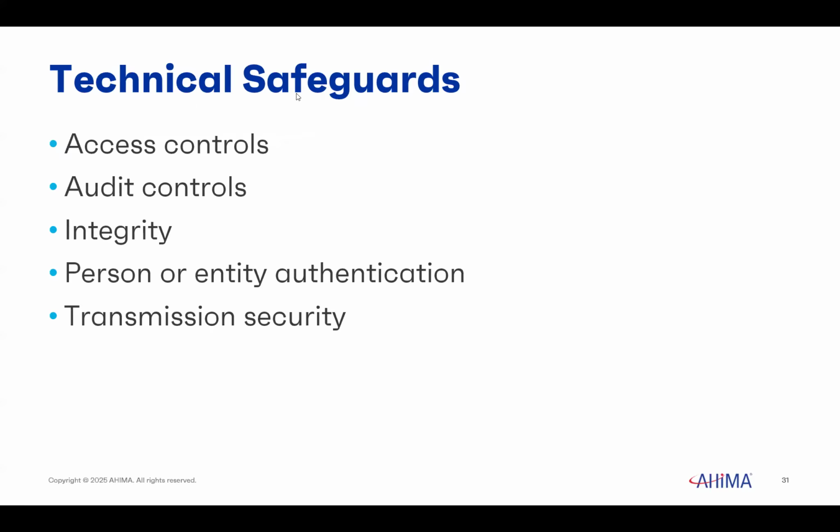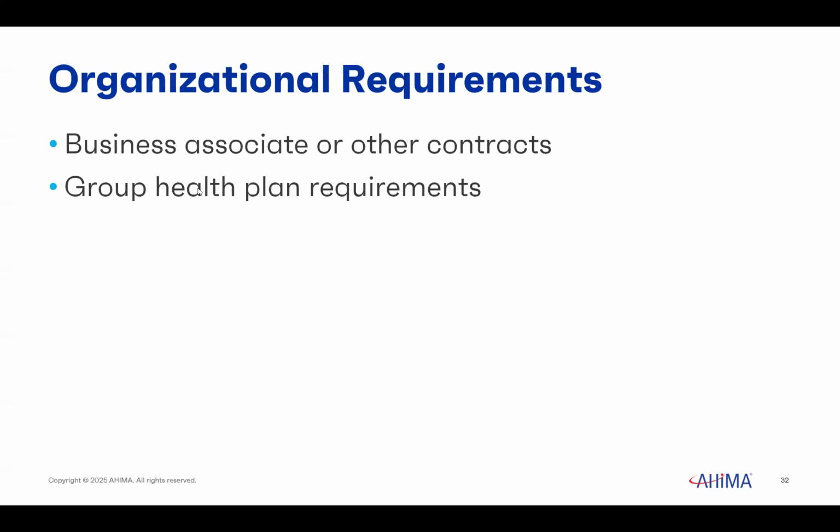So these consist of both technology and policies. These are your unique user IDs, the encryption, audit logs, audit controls, maybe dual authentication, right? To make sure that the person who's logging into your system really is who they say they are. And then organization-wide, we talked a little bit about business associates.